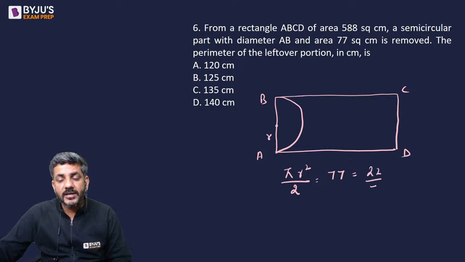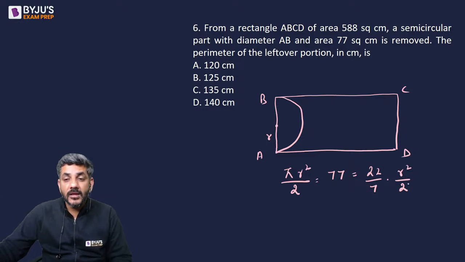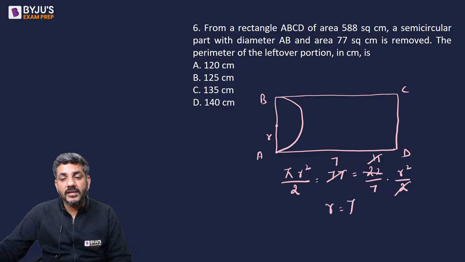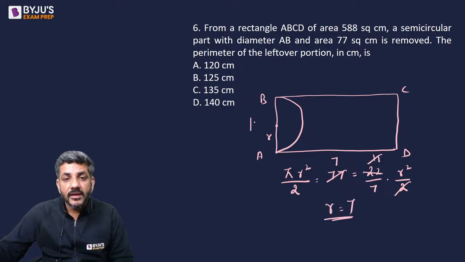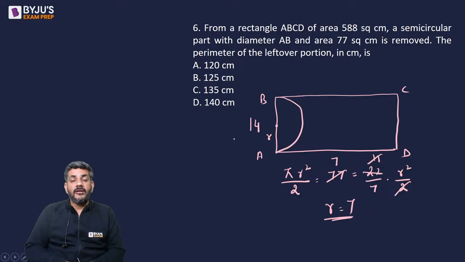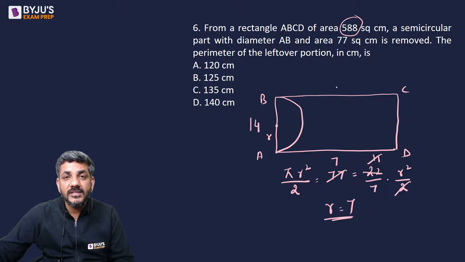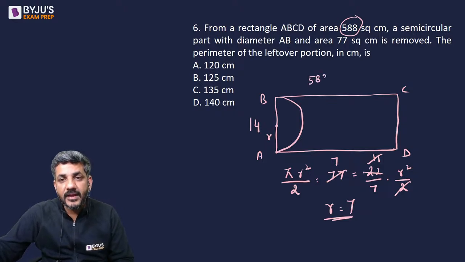So pi is 22 by 7. R square divided by 2 is 77. 2 will cancel out with 22 to give 11. 11 will cancel out with 77 to give 7. R square is 7 into 7. So R is equal to 7. Straight away I get AB is equal to 14. If AB is equal to 14 and area is 588, so what is BC? It is 588 divided by 14, which is equal to 42.